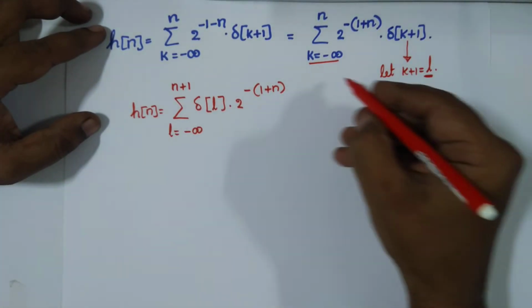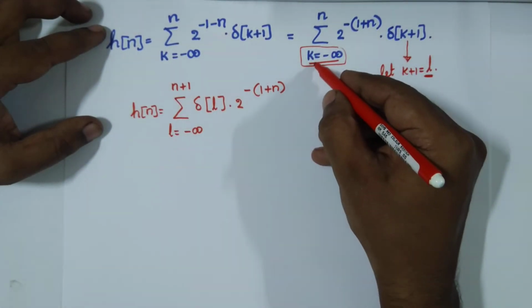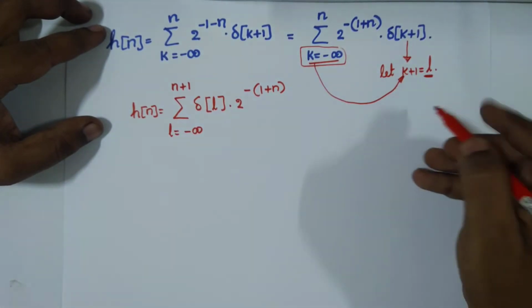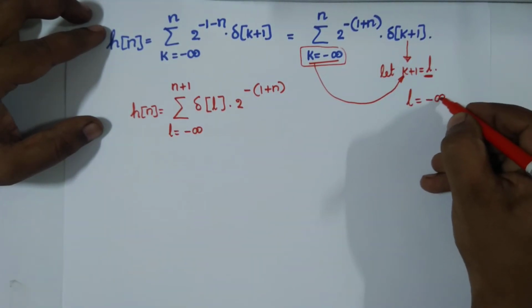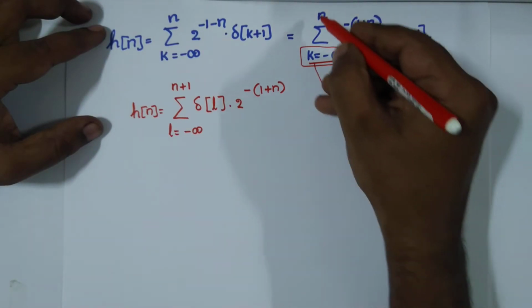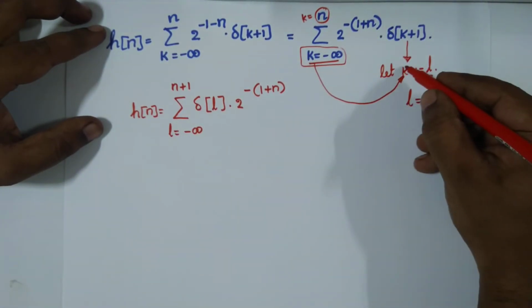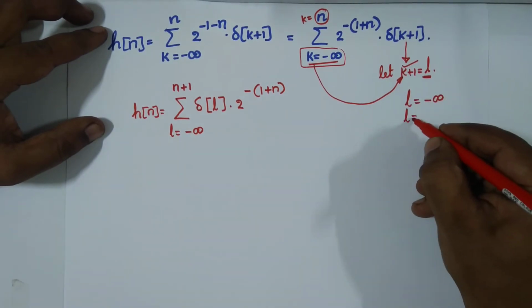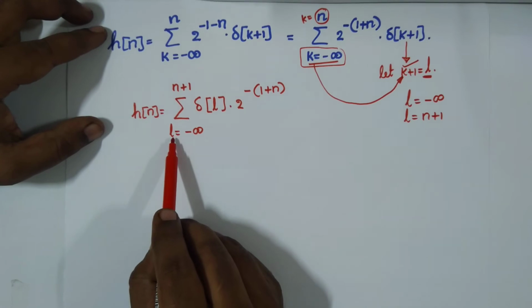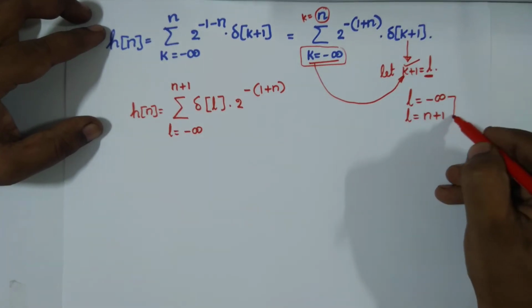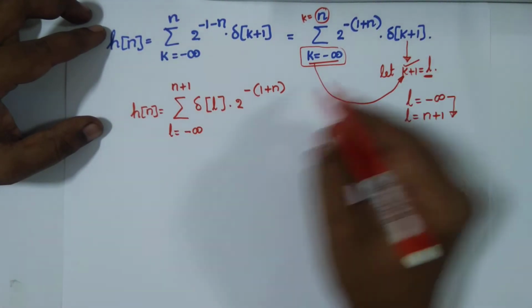See, for example, in the lower limit we have k is equal to negative infinity. So you plug in k is equal to minus infinity, so L is equal to minus infinity plus 1, which is again minus infinity. In the upper limit we have k is equal to n, so you plug in k is equal to n, and we get L is equal to n plus 1. So the new limits for L are minus infinity to n plus 1, with k plus 1 equal to L.